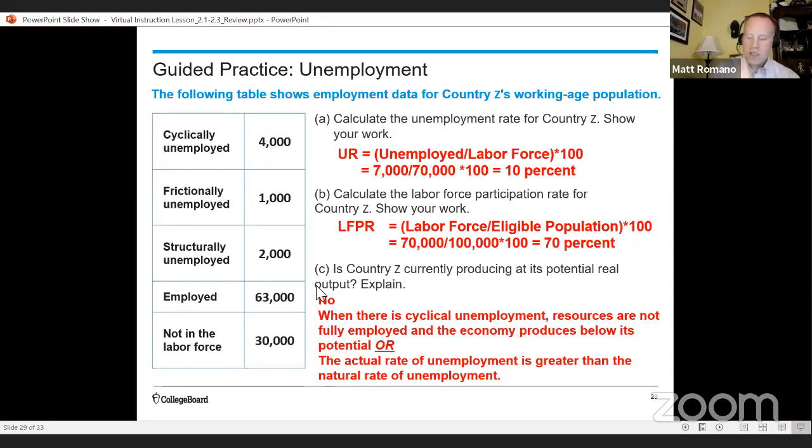We're not on the PPC, we're not on LRAS. We have, in this case, a recessionary gap. Another way of framing that is that the actual rate of unemployment is greater than the natural rate. And again, we know that from the data presented in the table.